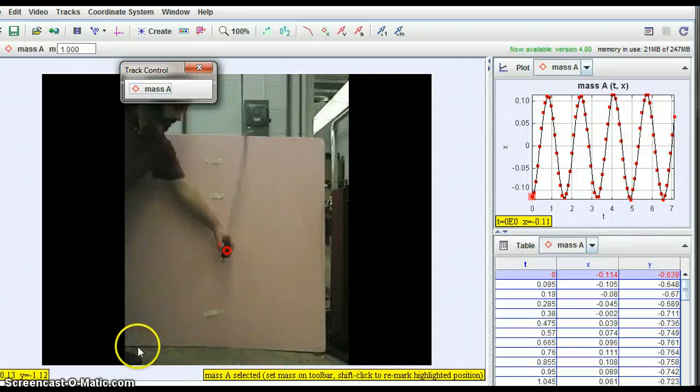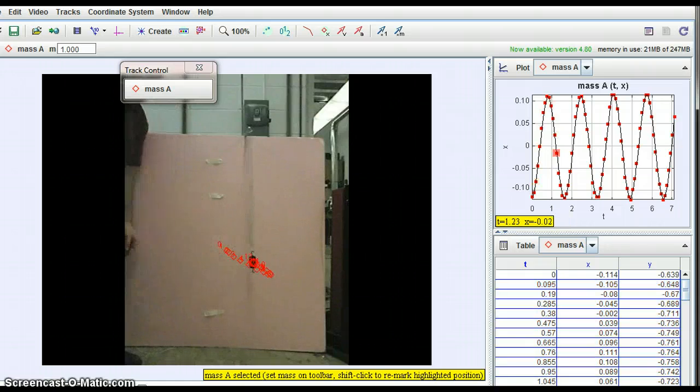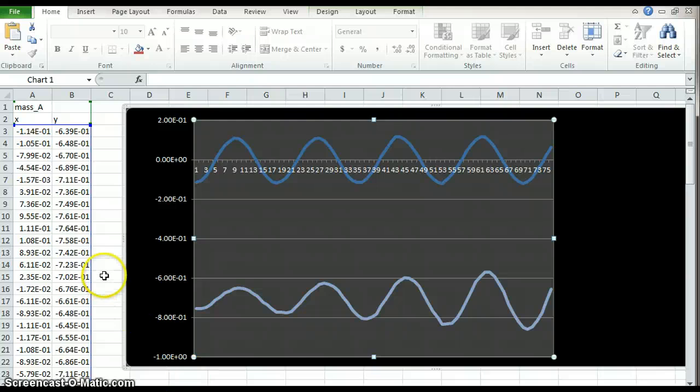By using Tracker, we perform an experiment in which the object oscillates up and down. On the left, we have the x values and the y values of the position. We store these values in a Google spreadsheet and convert it into a CSV file. Here is the graph, where this blue line shows the position of the object in the x-axis, and this gray line represents the position of the object in the y-axis.